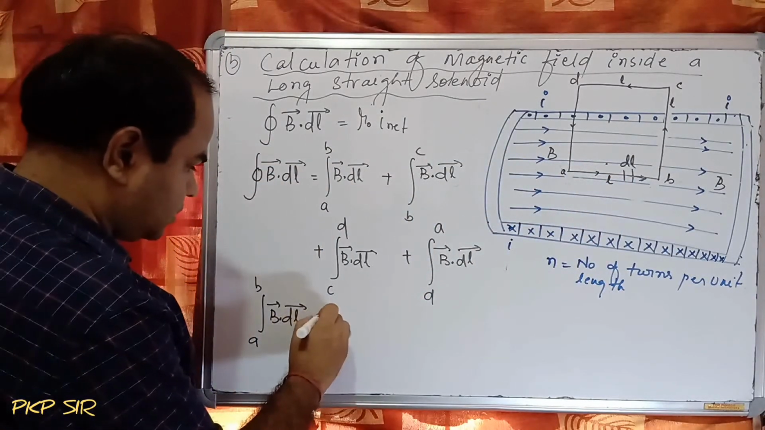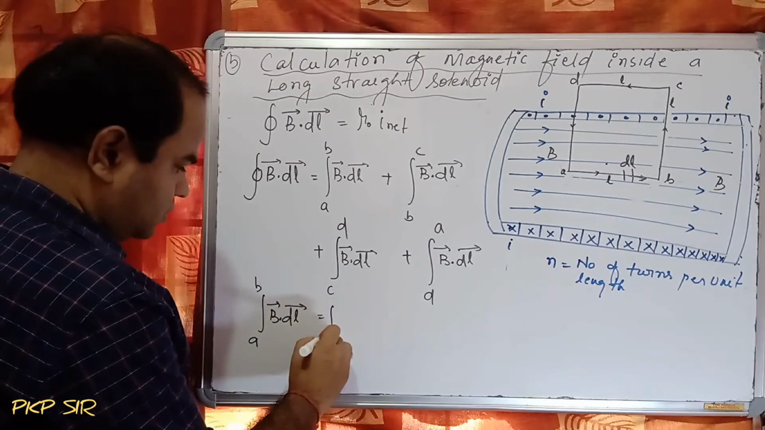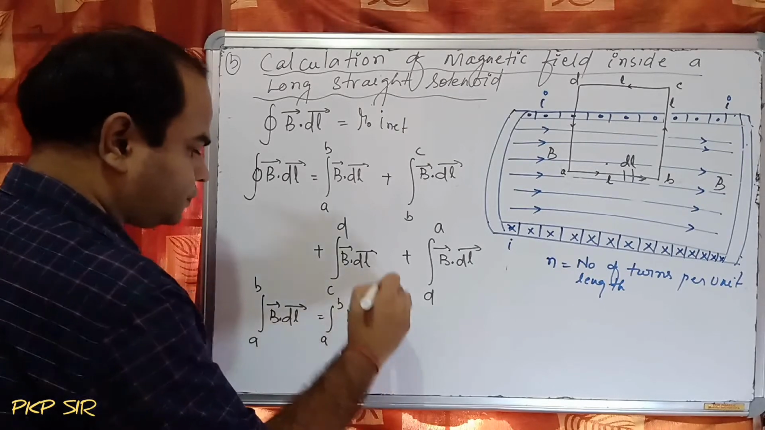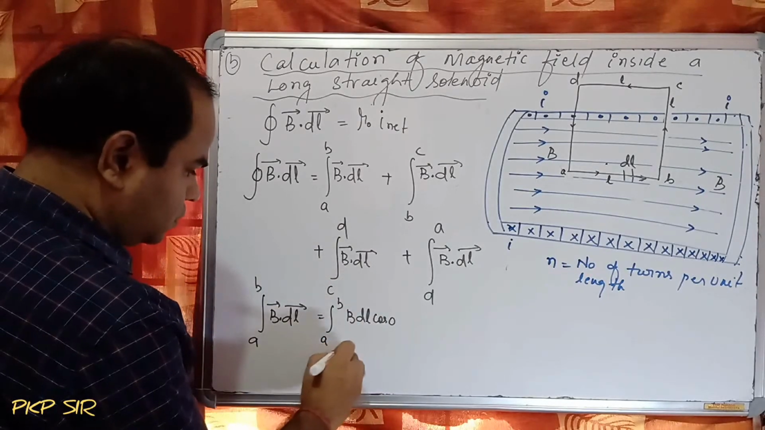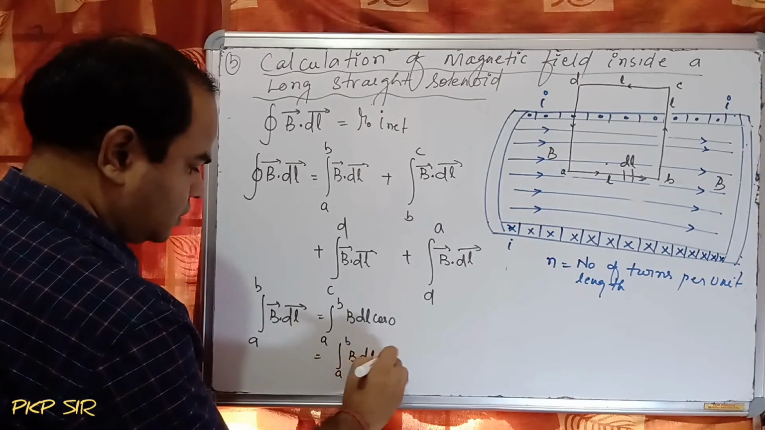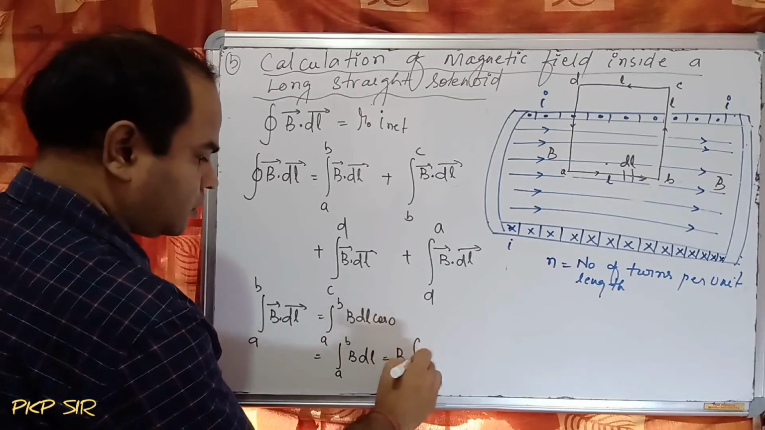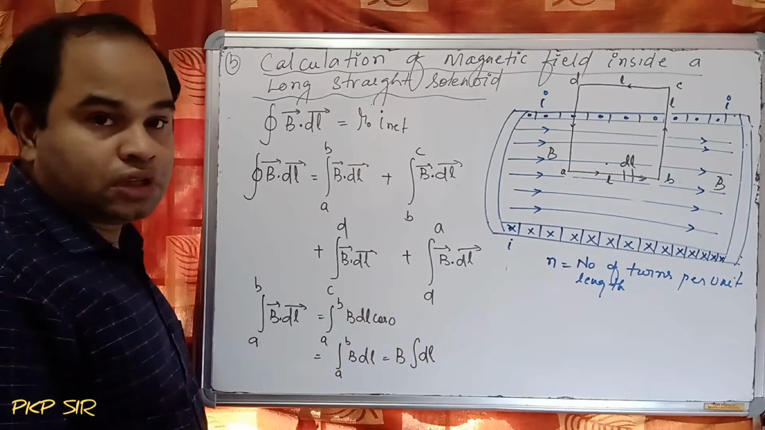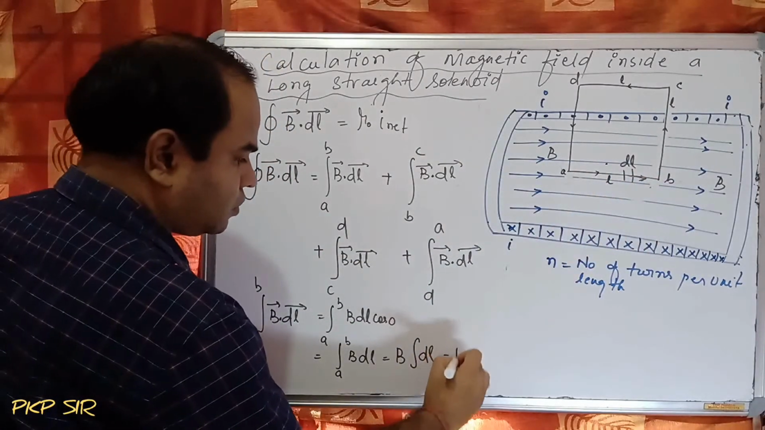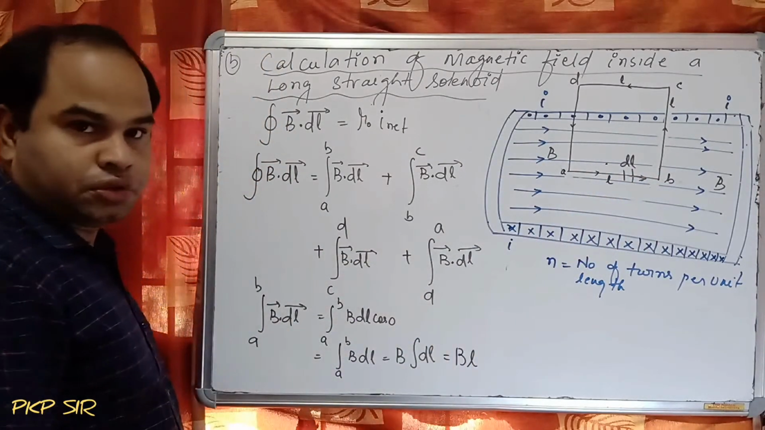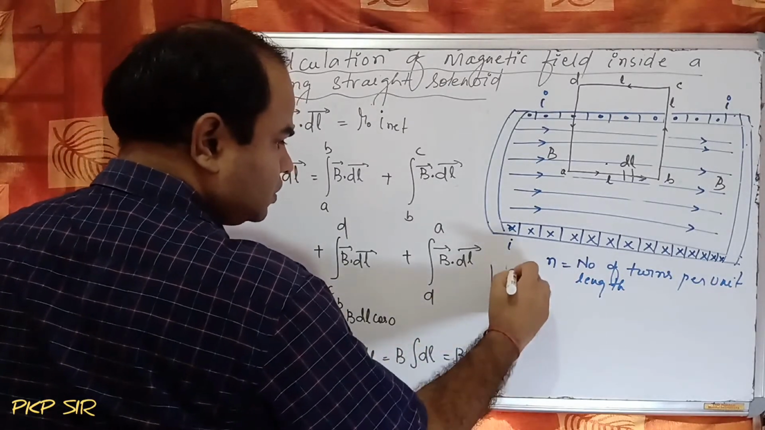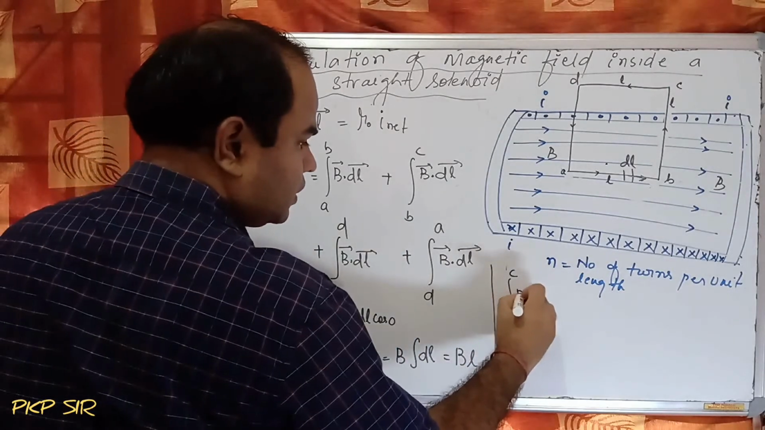So we can say this is equal to B dl cos 0, that is B dl. B is constant, so take it outside; the total length from A to B is L, so this is equal to B into L. Then the integration from B to C of B dot dl.